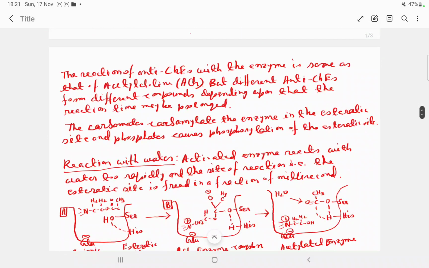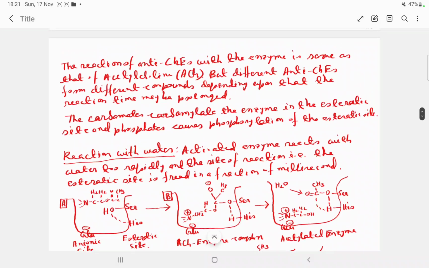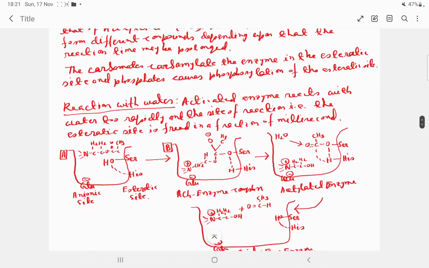So now the actual mechanism. The reaction of anticholinesterases with the enzyme is the same as that of acetylcholine, but different anticholinesterases form different compounds, and depending upon that the reaction time may be prolonged. The carbamates basically carbamylate the enzyme at the esteratic site, and phosphates cause phosphorylation of the esteratic site. So this is the enzyme, and this is the esteratic site, this is the anionic site.